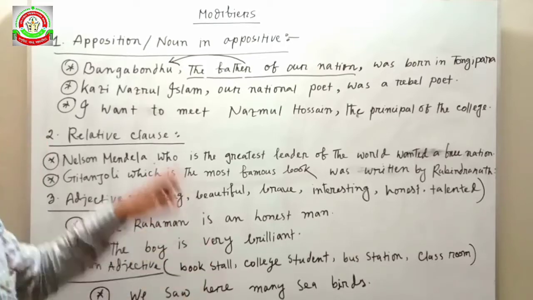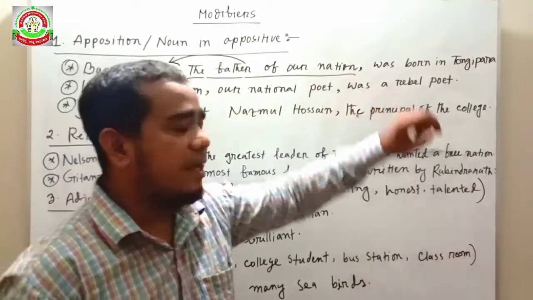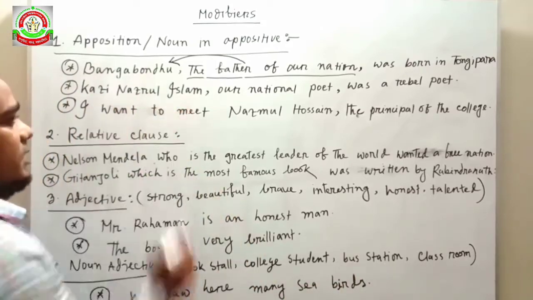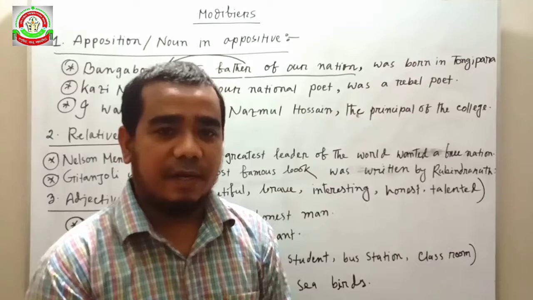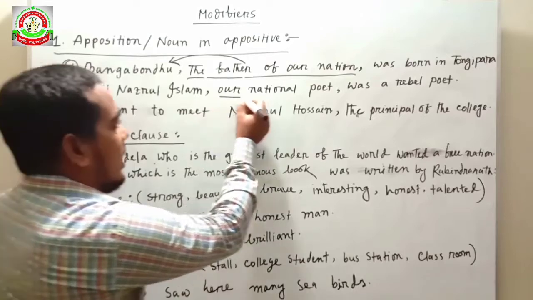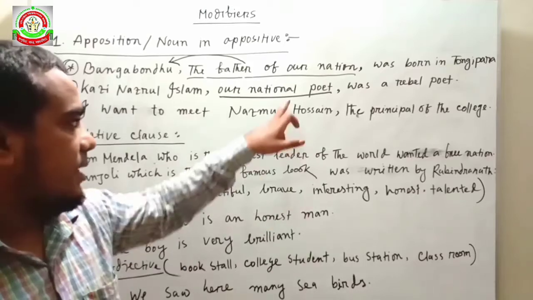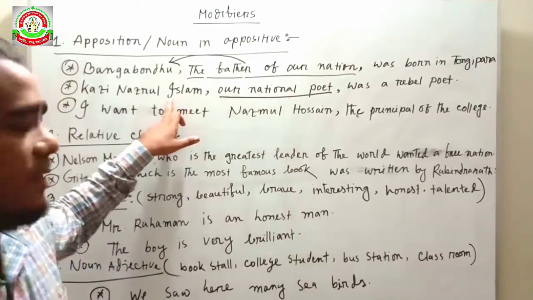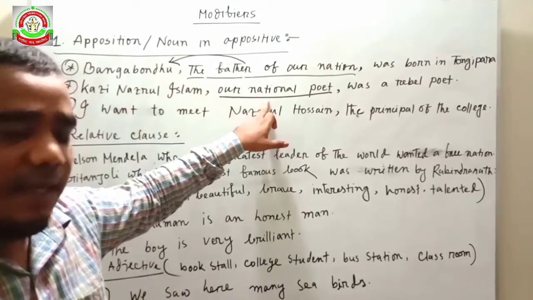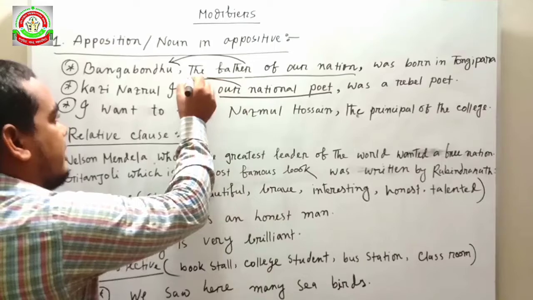Next sentence: Kazi Nazrul Islam, our national poet, was a rebel poet. Dear students, in this sentence the main sentence is Kazi Nazrul Islam was a rebel poet, and we also use another apposition, that means our national poet. Our national poet is an extra phrase used for extra information about Kazi Nazrul Islam, the previous noun, and this is a noun phrase. This is an apposition which post-modifies the previous noun Kazi Nazrul Islam.